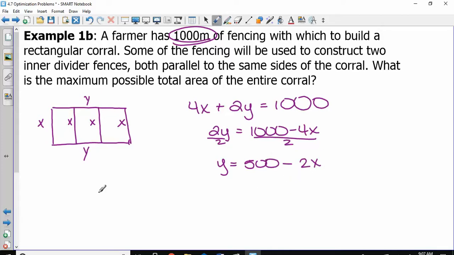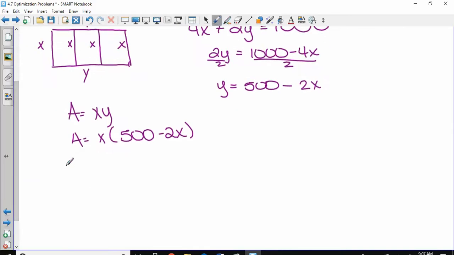What am I trying to maximize here? Area is just length times width. Doesn't matter that we have those divider fences, just in the big rectangle, x times y. But I am going to replace that y with 500 minus 2x. That gives me 500x minus 2x squared.